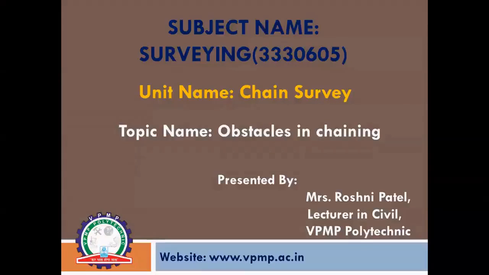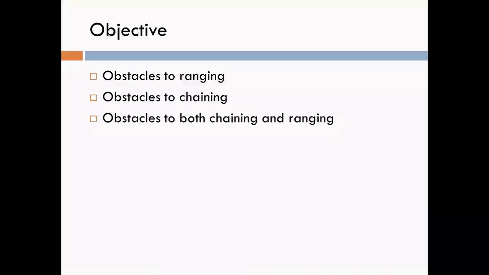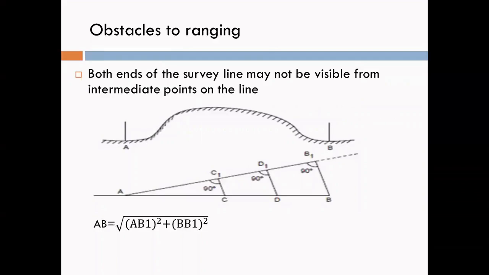Today, my subject name is Surveying and subject code 3330605. Today, we will discuss about the obstacles in chaining. Objective. Today, we will discuss about the obstacles to ranging, obstacles to chaining, and obstacles to both chaining and ranging.